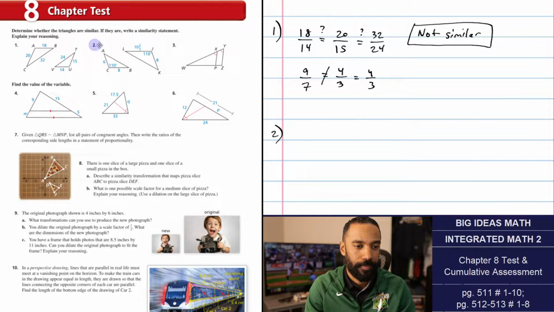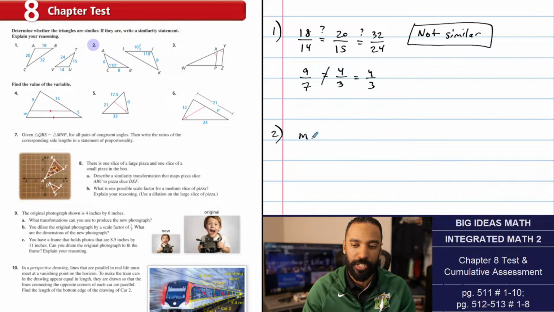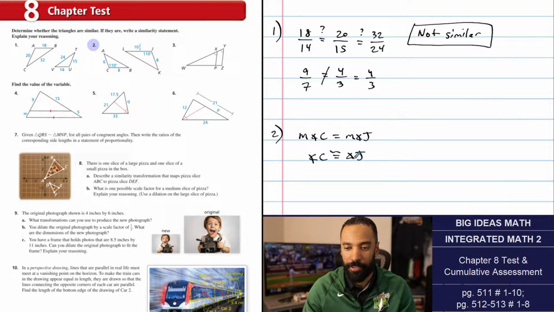Number 2, we have the 110-degree angle measure for both of these. The measure of angle C and the measure of angle J are the same thing, are equal in measure. That's kind of a given. So angle C is congruent to angle J by the definition of congruence. Equal measures, congruent angles. That's good. That does not mean they're similar, though.